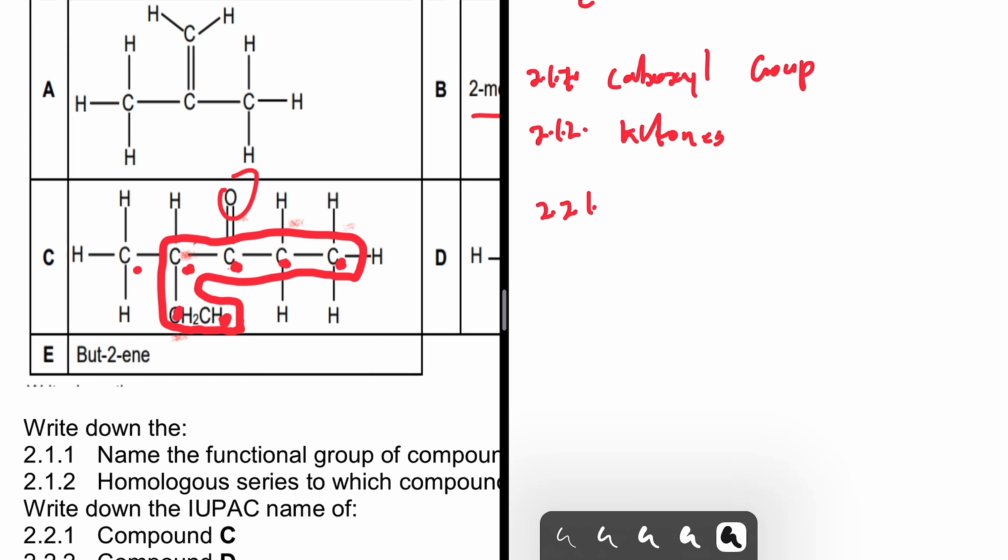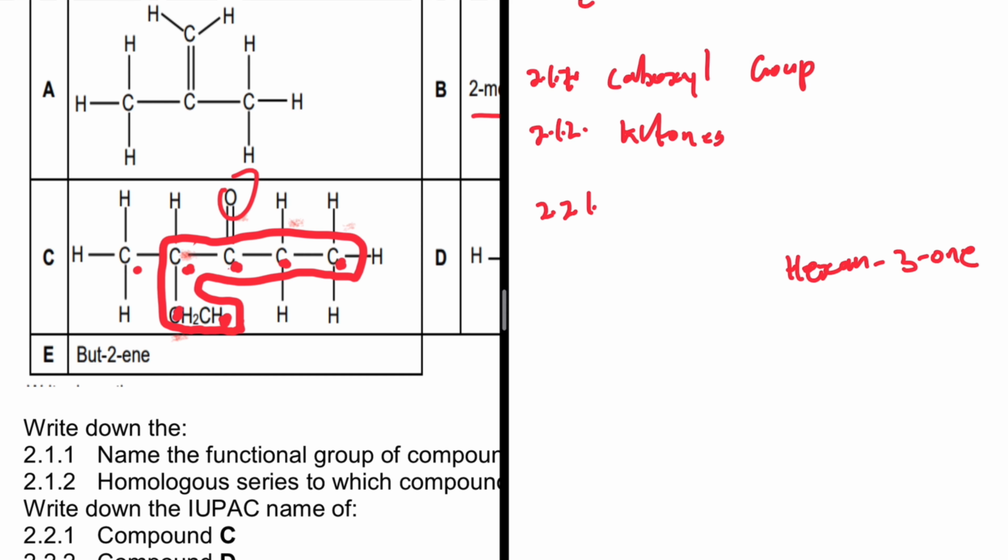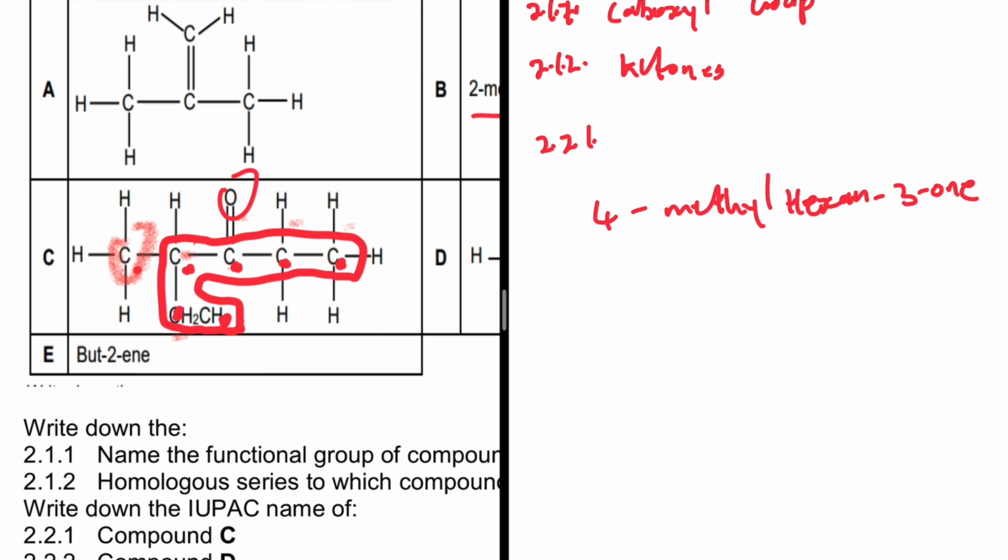And then how many carbons? 1, 2, 3, 4, 5, 6. So we have hexan-3-one, right? Now we just need to account for this branch, which is on the 4th carbon. So that is 4-methylhexan-3-one. There we go. IUPAC name of compound C.